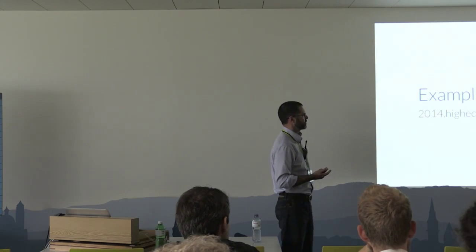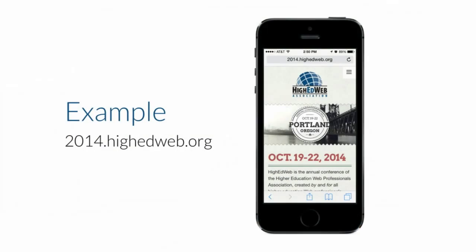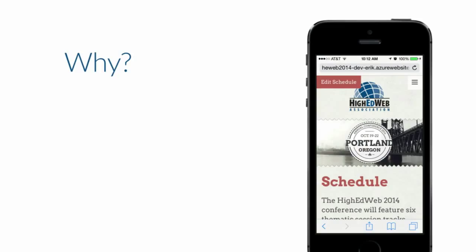My last example would be a higher ed conference that I was involved in last year. Highedweb.org, it's a once-a-year large conference for higher ed institutions in the United States. So we created a responsive website for this conference that also included app cache. So first of all, why did we decide to do that? Because typically conference Wi-Fi sucks, especially if you're getting into much larger conferences.